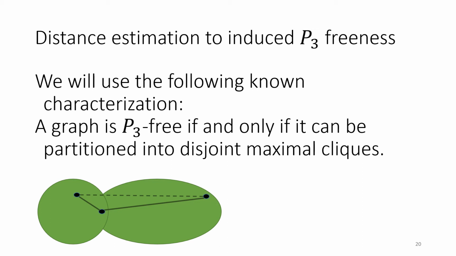A graph is induced P3 free if and only if it can be partitioned into disjoint maximal cliques, such that each vertex in the graph belongs to exactly one such maximal clique. In the drawing, you can see that indeed a vertex that belongs to more than one maximal clique will be at the center of an induced P3.